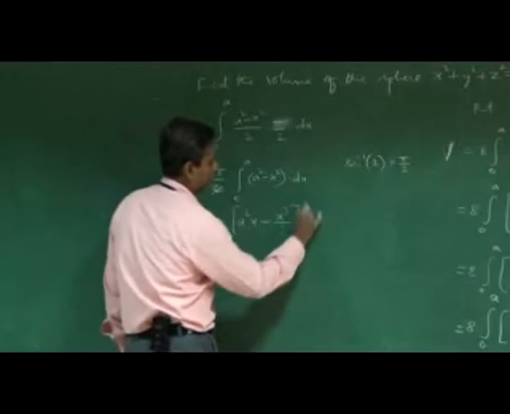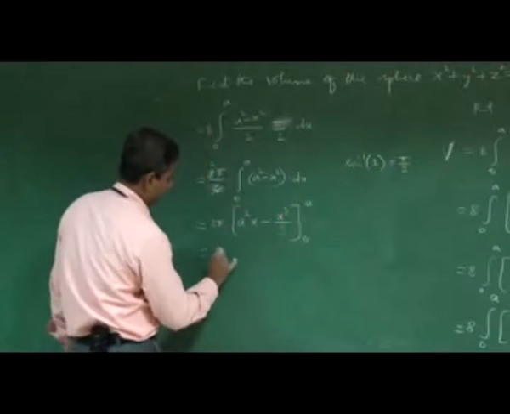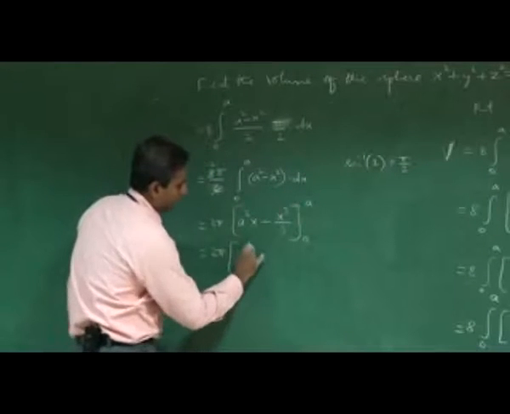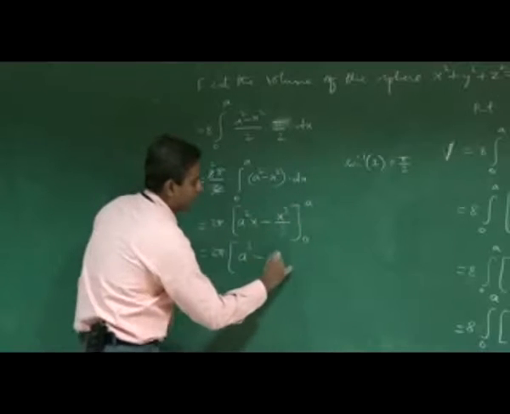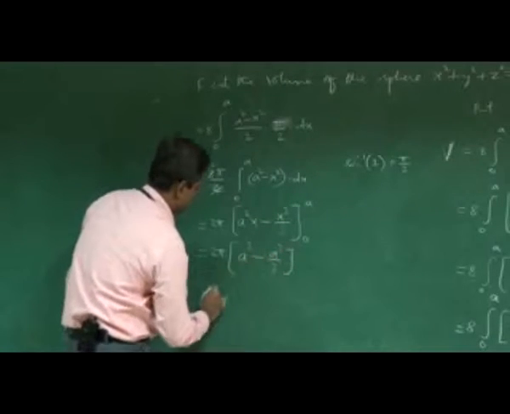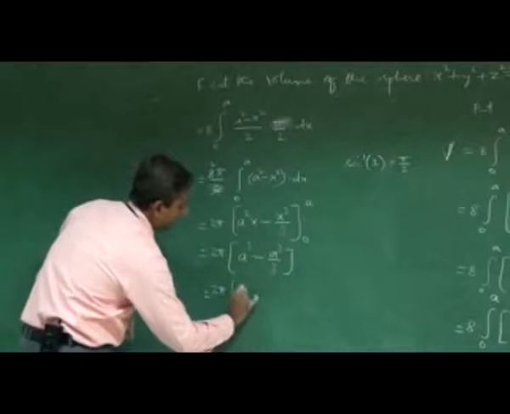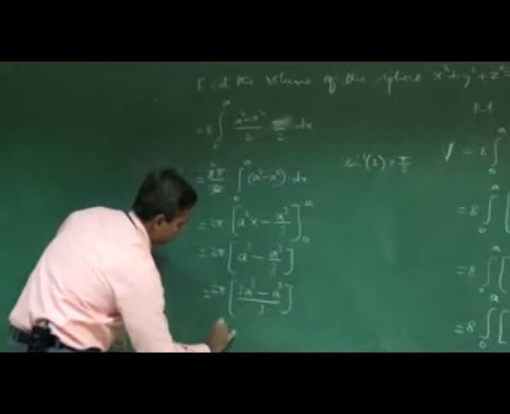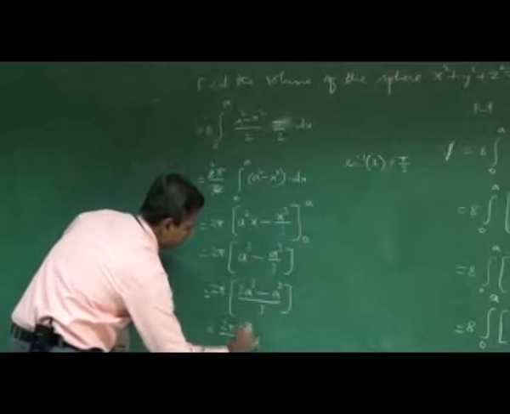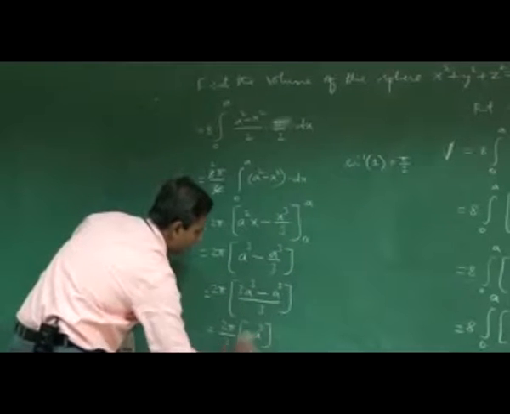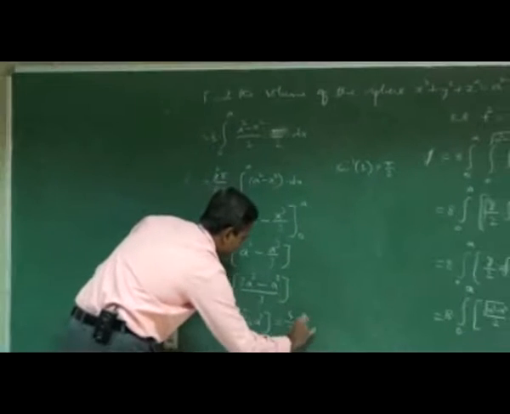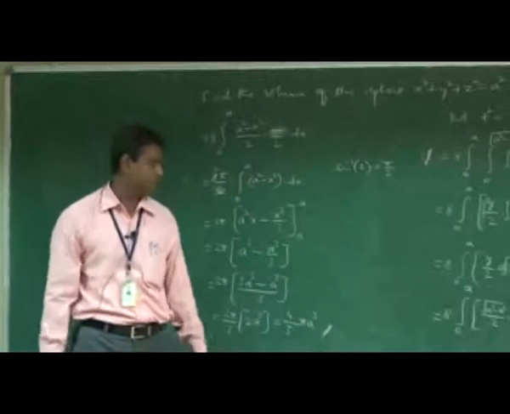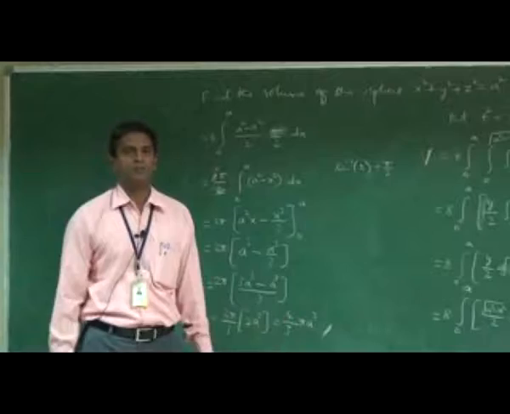The limit varies from 0 to a, so we get 2 pi into, here we substitute x is a: we get a cube minus a cube divided by 3, and we take the LCM, that is 2 pi into (3a cube minus a cube) divided by 3, so we get 2 pi divided by 3 into 2a cube. You multiply with this, that is 4 by 3 pi a cube. So this is the volume of the given sphere, that is 4 by 3 pi a cube.